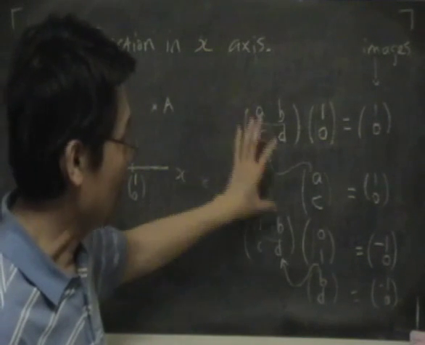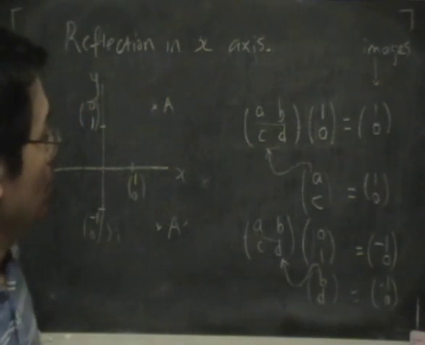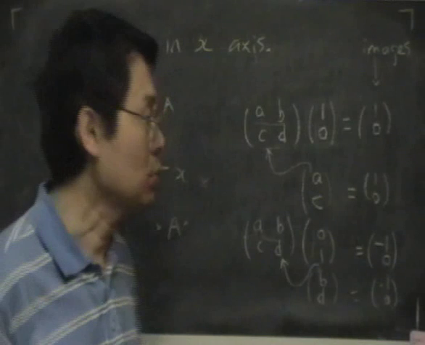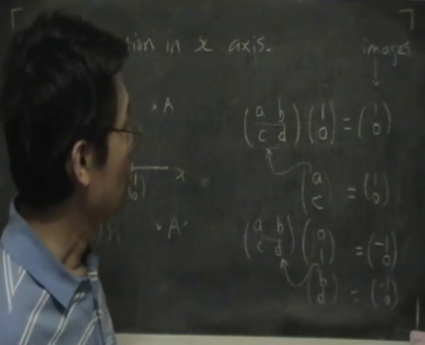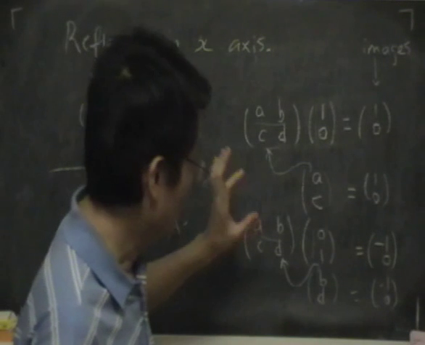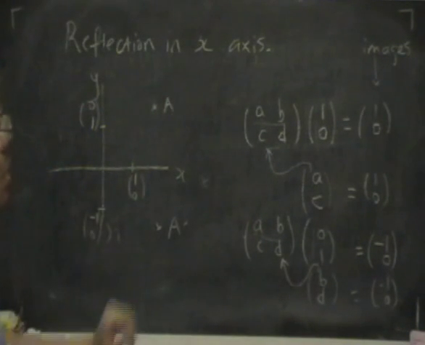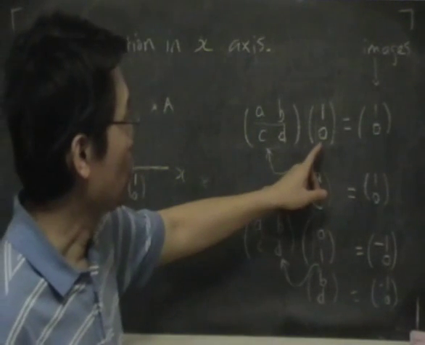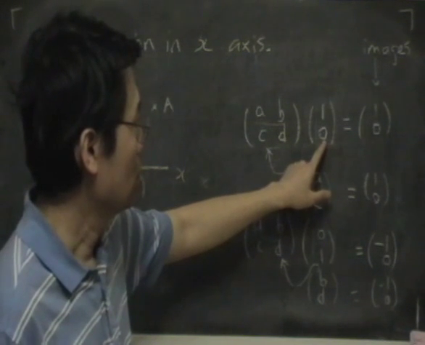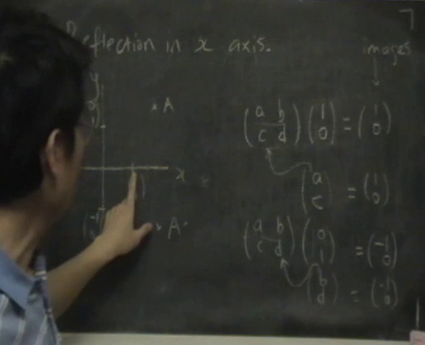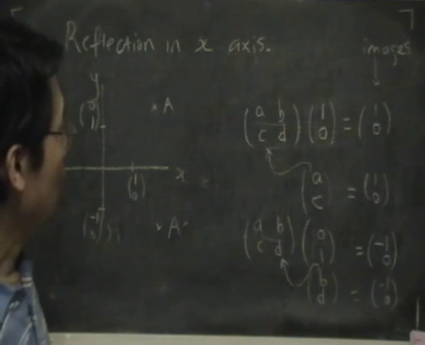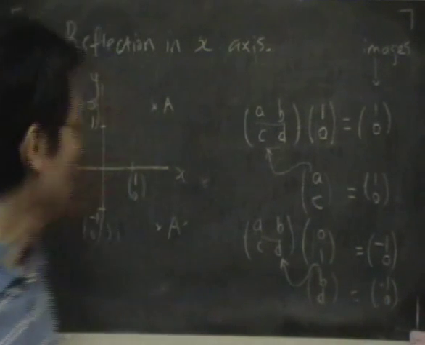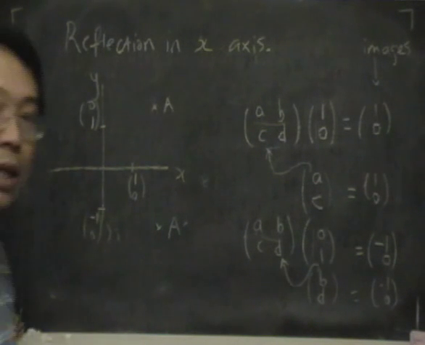So that means that the understanding that we had here is the same no matter what transformation we look at. And the understanding here is that the first column of the matrix is always the image of the point 1 on the x-axis, that point. And the second column of the matrix is always given by the image of the point 1 on the y-axis.